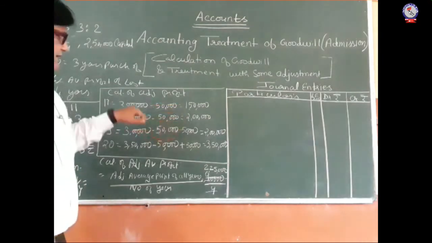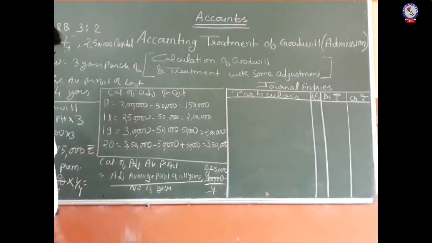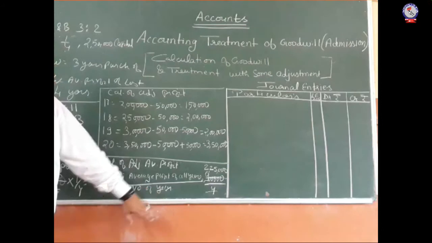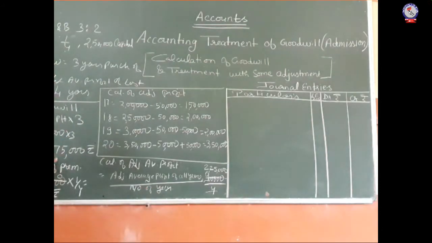Okay, so this was the calculation of adjusted average profit. Then we have got the adjusted profit. Then we have got the adjusted average profit. Then now we have got goodwill. Then we have got the premium for C's share of goodwill. Now general entries.